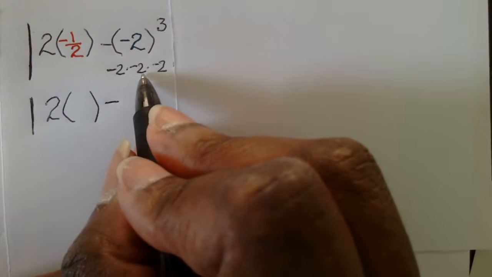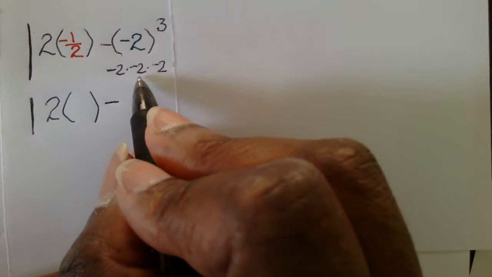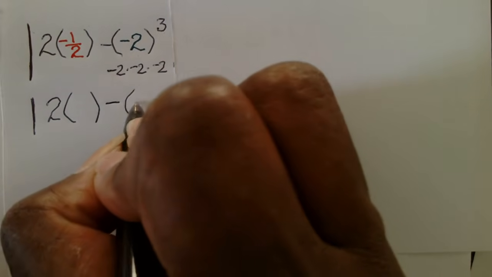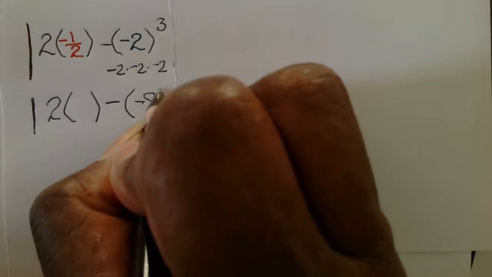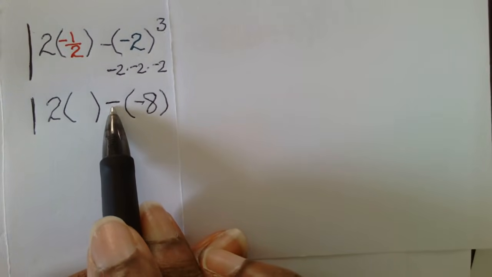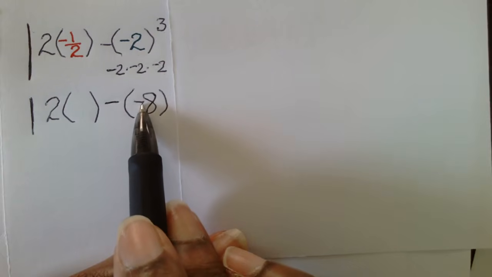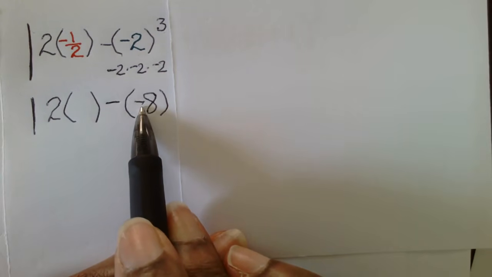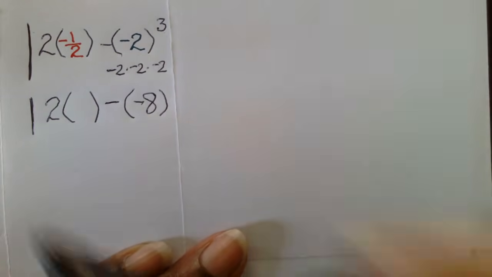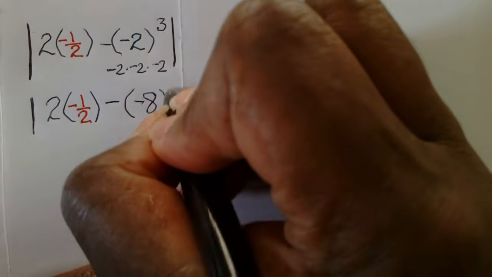Negative 2 times negative 2 gives me a positive 4. 4 times a negative 2 gives me a negative 8. This minus sign that was before it does not take the place of this original negative. The only time that this is going to change is what's going to happen in the next step. Okay, and this was absolute value.